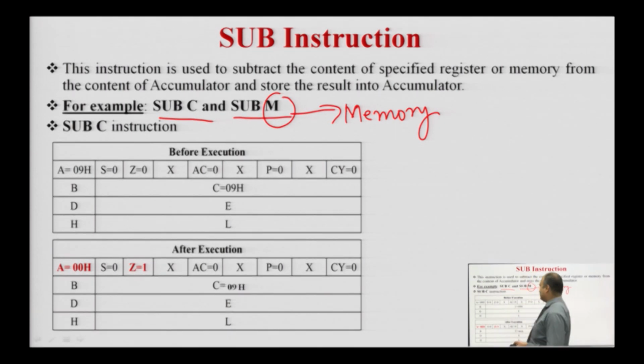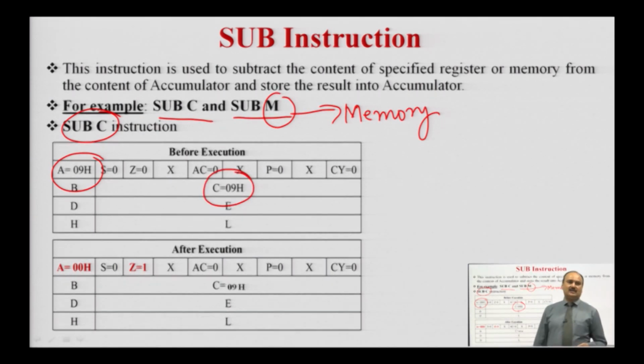I am taking one example here, the instruction SUB C. Whenever the microprocessor executes this instruction, it will subtract the content of the C register from the content of the accumulator and store the result into the accumulator register. Before the execution of this instruction, the content of the accumulator is 09H and the content of the C register is again 09H, which means both contents are the same.